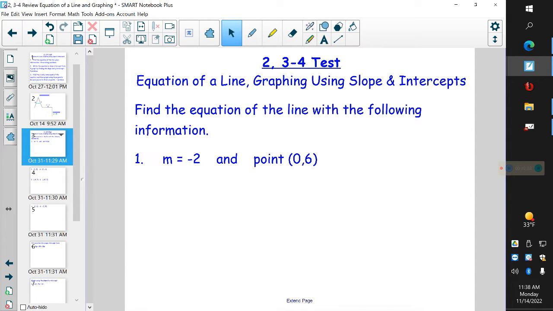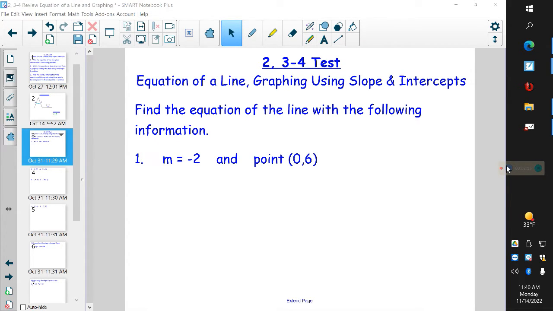First thing you're going to do on your board work today is equation of a line graphing using slope and y-intercepts. Find the equation of the line with the following information. Your slope is -2 and your point is (0, 6). Find the equation of the line. Go.